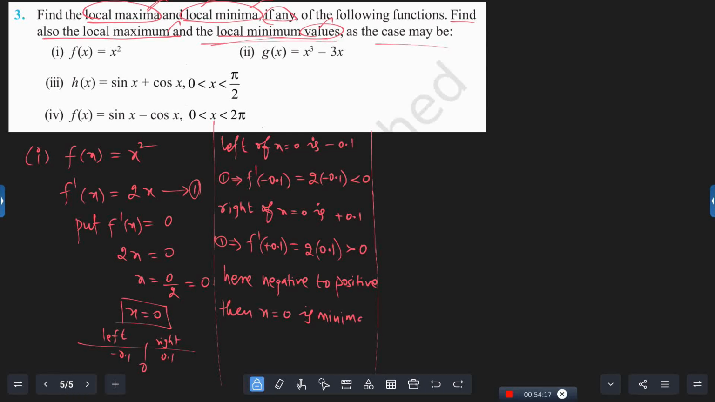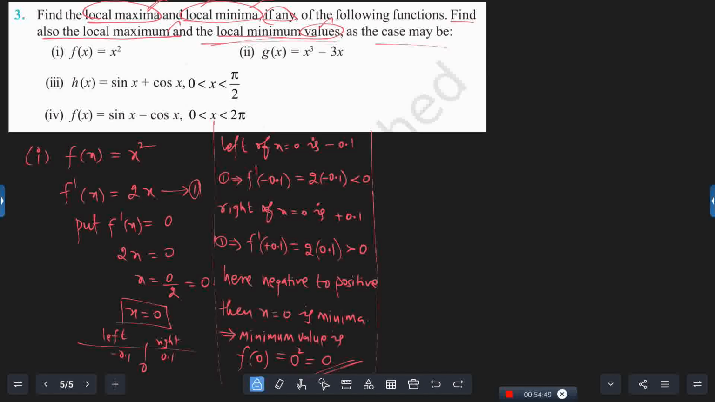Understand? x equal to 0 is what? Minima. Then what is the minimum value? Take the 0 and substitute in the question. So what am I getting? The minimum value is f of x. Then f of 0 is equal to 0. f of x is equal to x square, so 0 square equal to 0. So 0 is the minimum value.